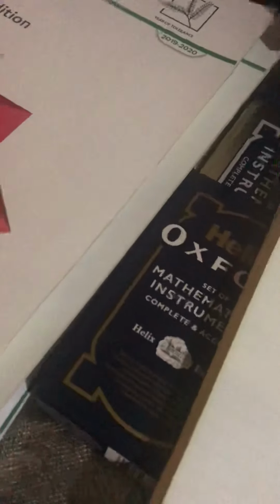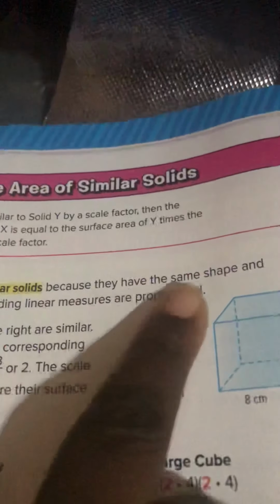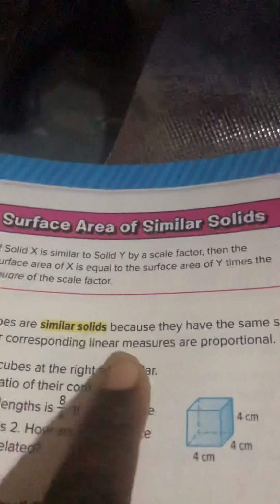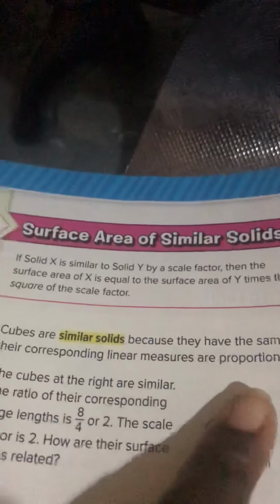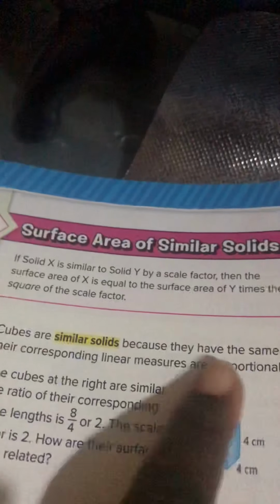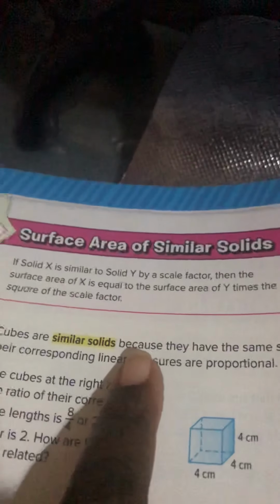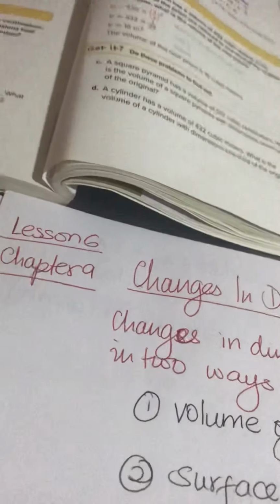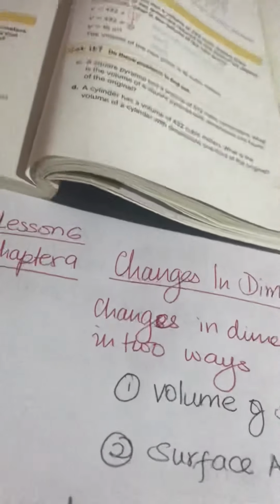So, please write this. Similar solids have the same shape, and the corresponding linear measures are proportional. Okay? Please write that. Similar solids. Okay? For solids to be similar, they must be the same shape, but they don't have to be the same size.